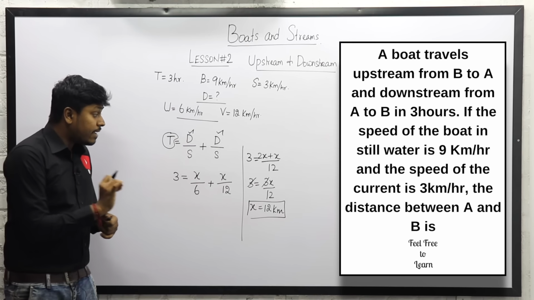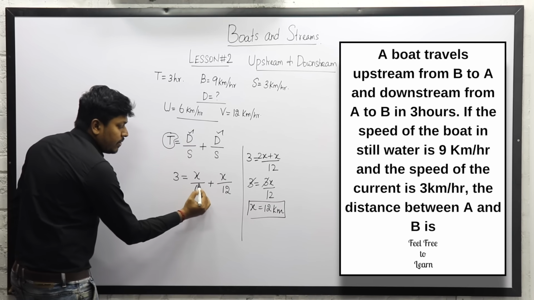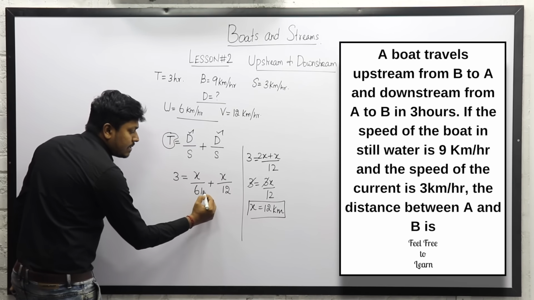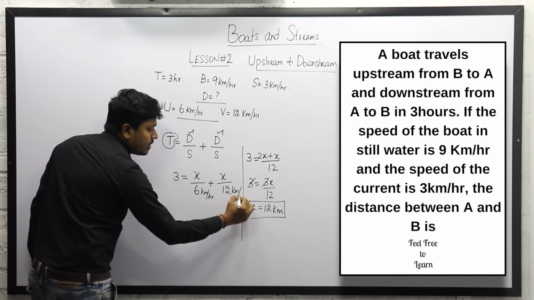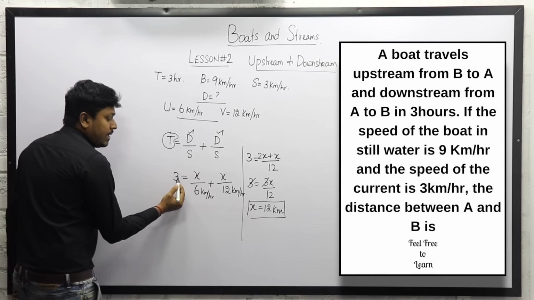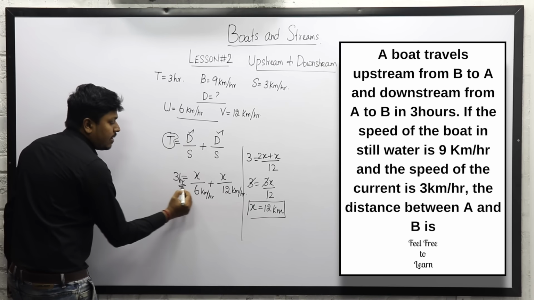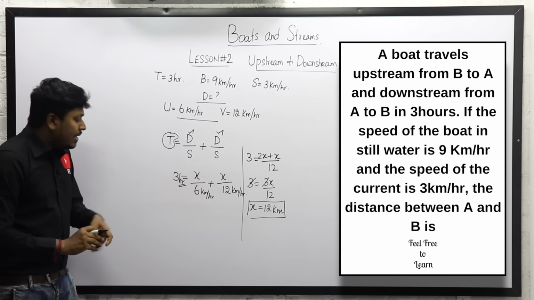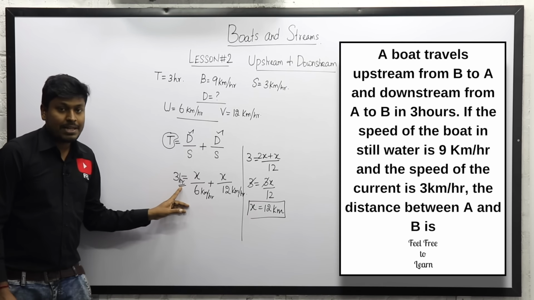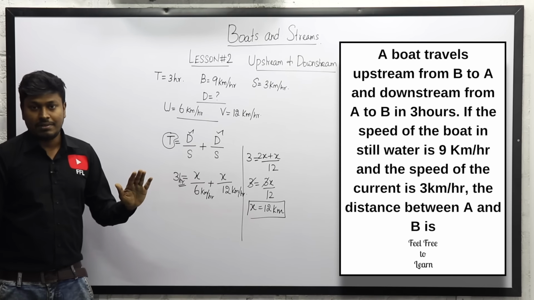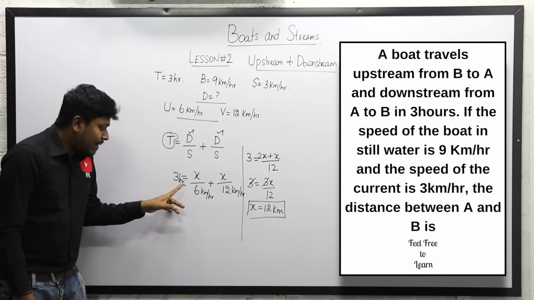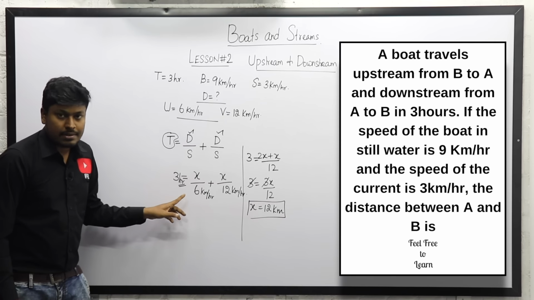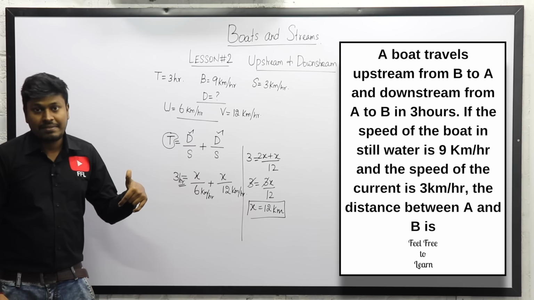So always be careful that here the speed is given in kilometer per hour. Similarly here also the speed is 12 kilometer per hour, and the time is given in hours. So be very careful. In case they give values in minutes, you have to convert them into hours. So see here, be very much careful. If the values are given in minutes, you need to convert into hours by dividing by 60.